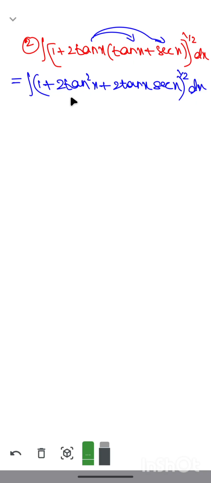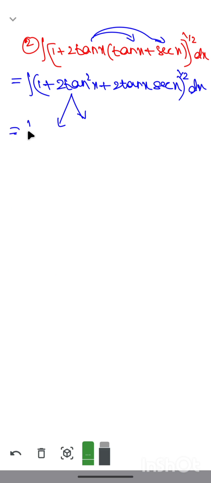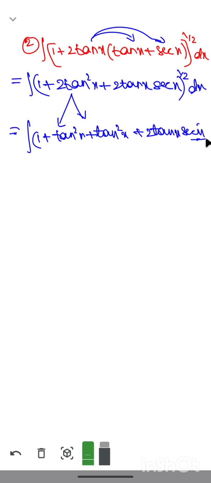Now see, this 2 tan square x can be rewritten as tan square x plus tan square x, so that we get 1 plus tan square x plus tan square x plus 2 tan x into secant x, whole to the power 1 by 2, into dx we have.